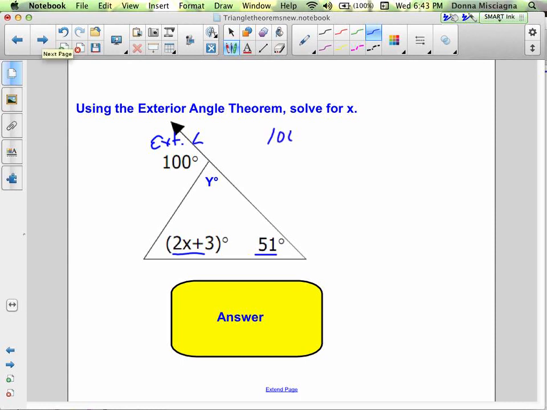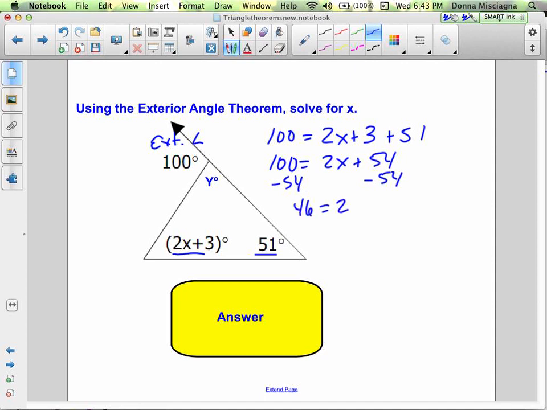So 100 is equal to, you can just drop those parentheses. It's just telling you that the whole thing measures in degrees. 2x plus 3 plus 51. We need to add our like terms. So 100 equals 2x plus 54. And then we'll subtract 54 from both sides. So that we have 46 equals 2x, and then just divide both sides by 2.